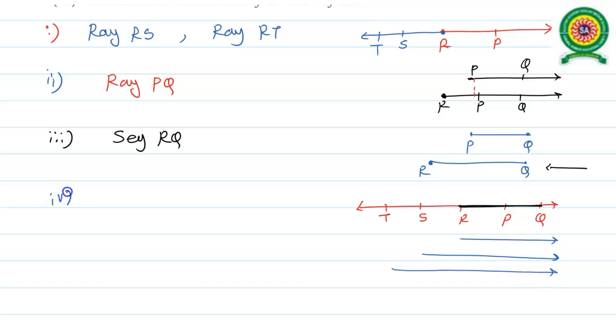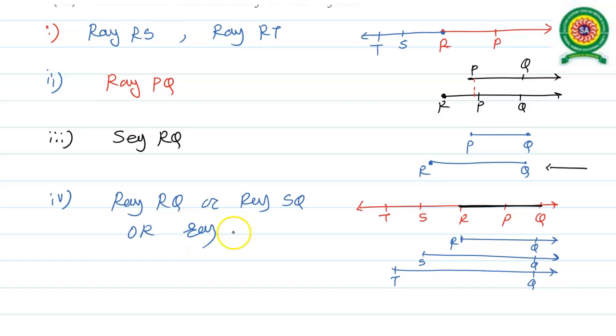I am writing the solution, because the set of all points of QR are the points of ray RQ, are the points of ray SQ, are the points of ray TQ. So I am writing the solution: either you may have ray RQ, or ray SQ, or ray TQ, or you might have ray RP also.